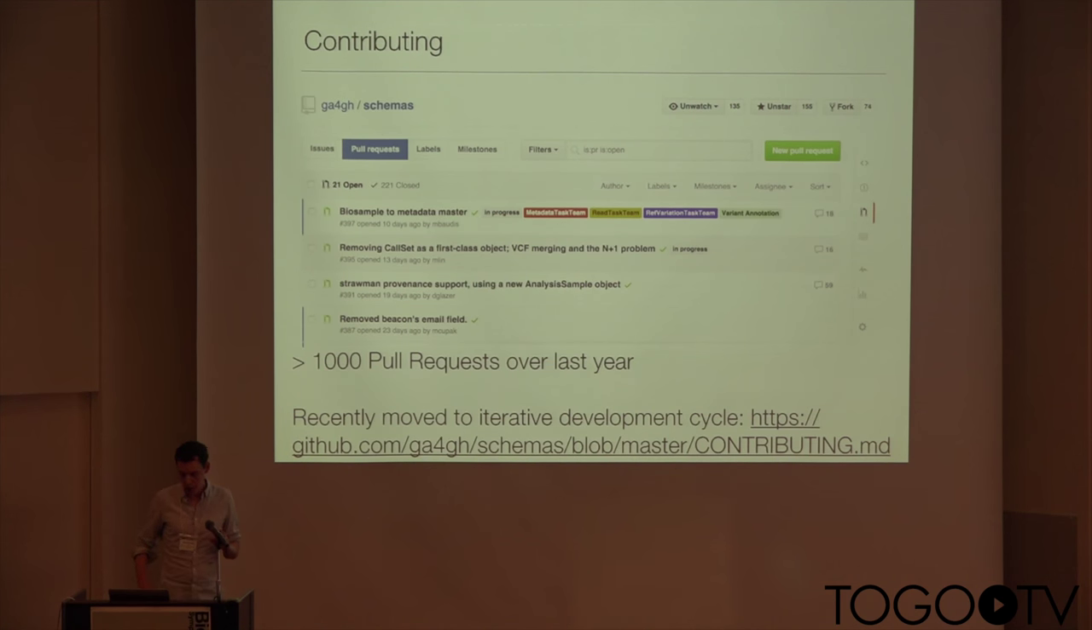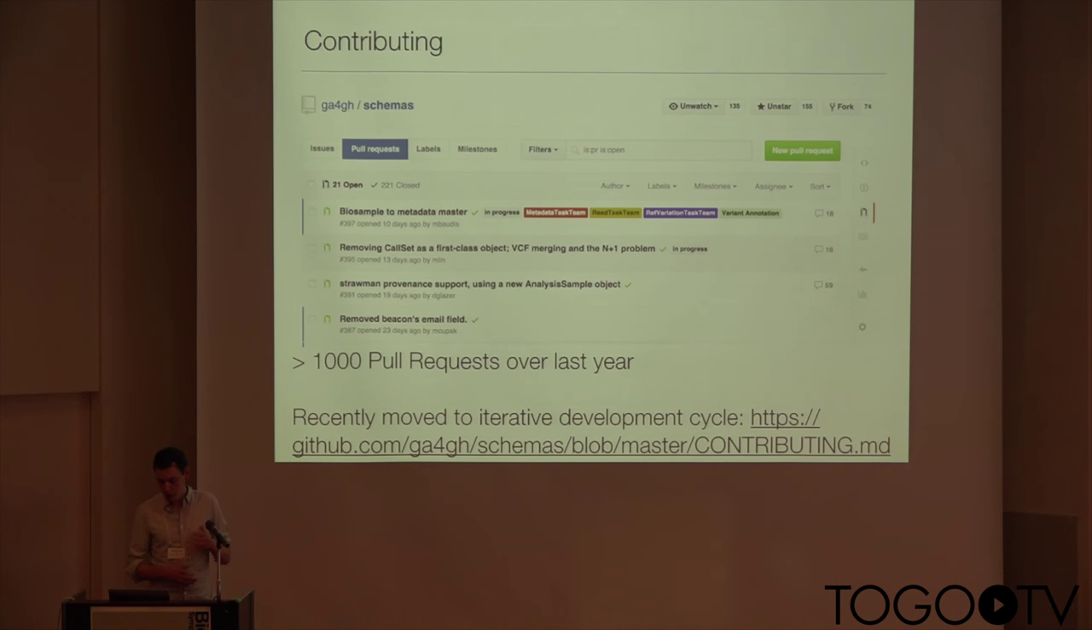So contributions, we have an open policy. I'm advertising this because we need people, and I think people from the semantic web community, to get involved. In the last year, we've had more than 1,000 pull requests to the combination of those repositories. We started off with a waterfall process where we would try to define the schema and then go off and implement it separately. That isn't a good idea.